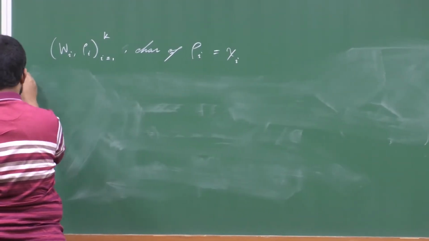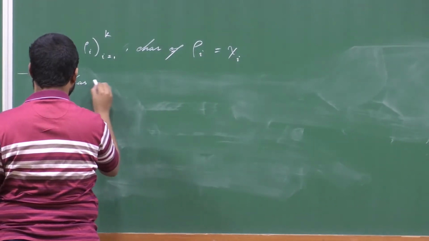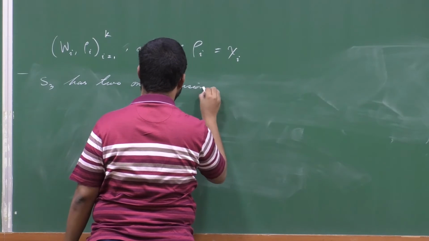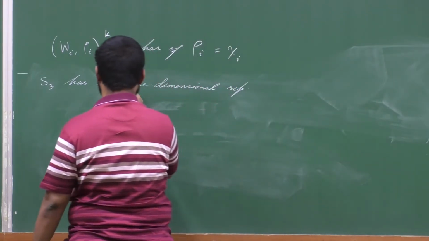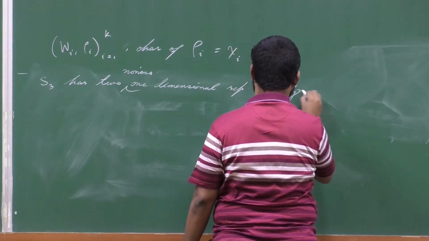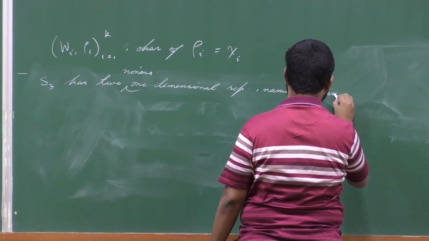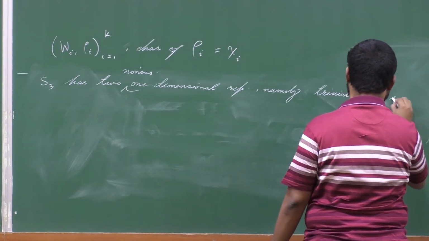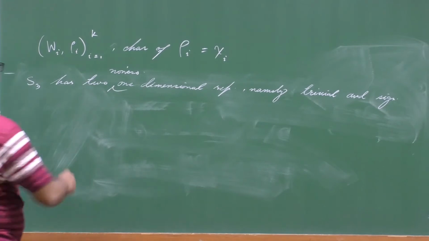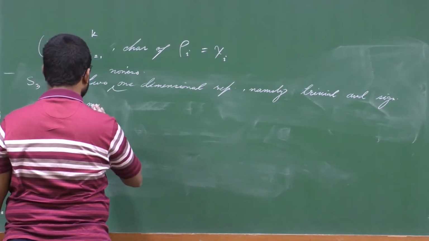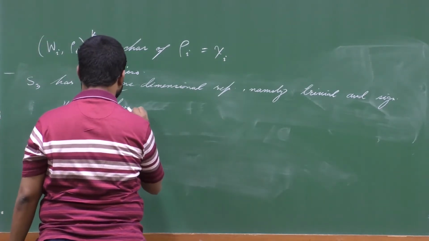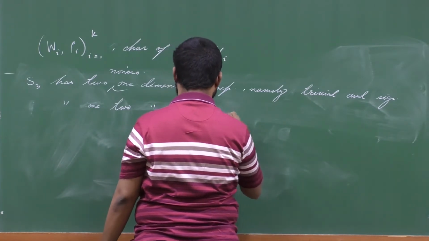So let me say the following: S3 has two one dimensional representations, and two means two non-isomorphic ones. What are those two representations? Namely the trivial representation and the sign representation, that sends each even permutation to 1 and each odd permutation to -1. And then S3 has one two dimensional irreducible representation. One dimensional representations are by default already irreducible. All the representations here are as usual over C.